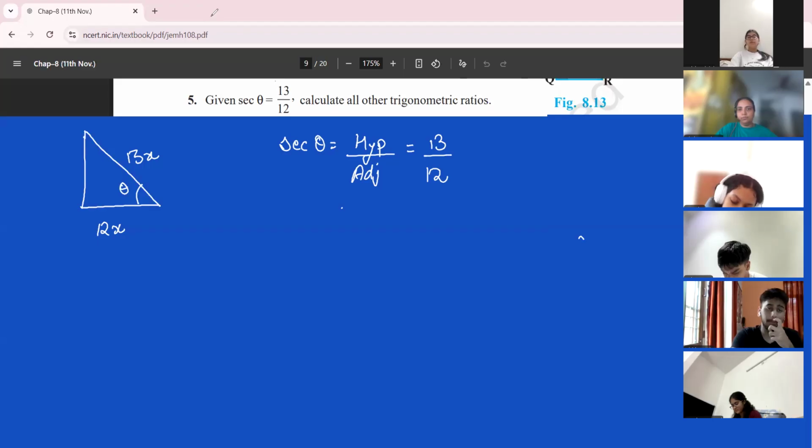पॉज करो। 5, 12, 13 का फेमस ट्रिपलेट होता है, ये तो सॉल्व होकर 5x ही आ गया होगा सबका पाइथागोरस थ्योरम में, है ना?